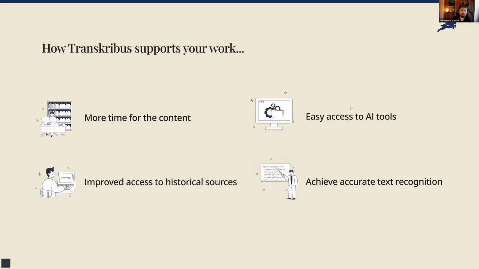What we at Transkribus tried to help you with is to reduce the time-consuming work. So working with the tabular structure is not fun, and actually not what you want to work with, because what you're interested in is the content of the pages you're faced with. We try to help you to improve access to historical sources with the help of AI, and also do accurate text recognition, which is our main domain, so to speak, as Transkribus, but not only, as you see with table models.